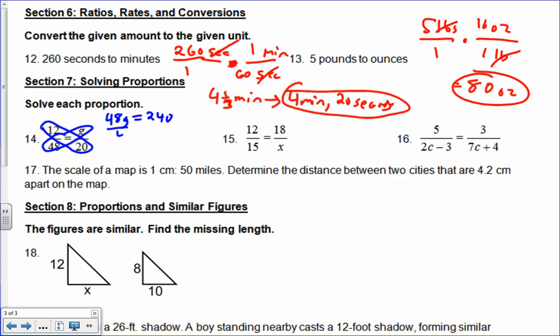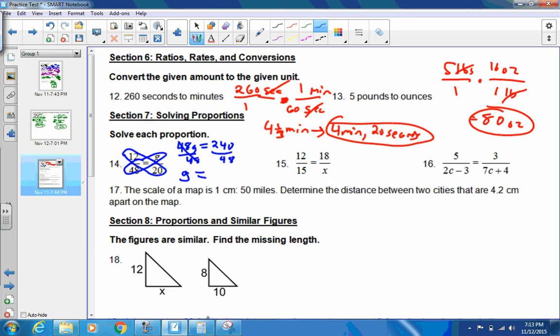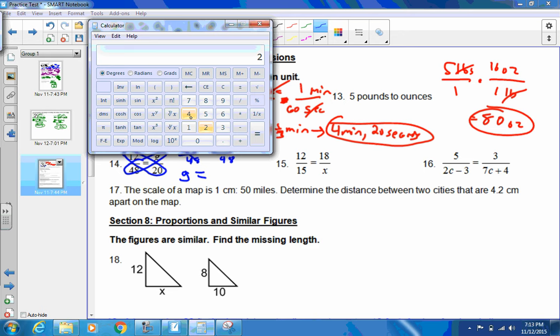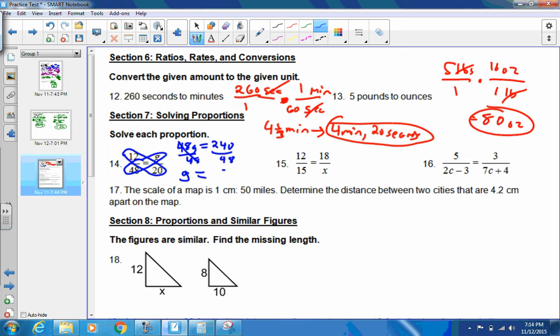And then remember, when we do cross products, we set those two cross products equal to each other. Then we can solve the equation by dividing both sides by 48. And g equals 240 divided by 48. It's 5. Nice. So g equals 5. All right, next one.